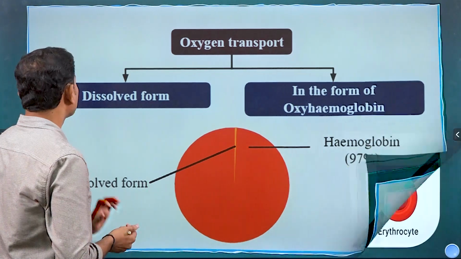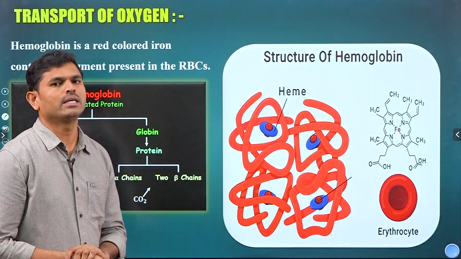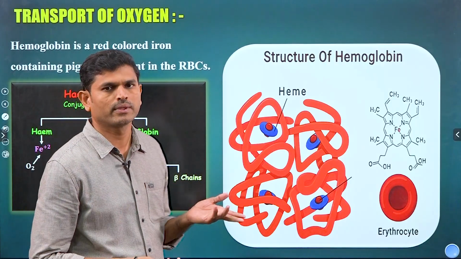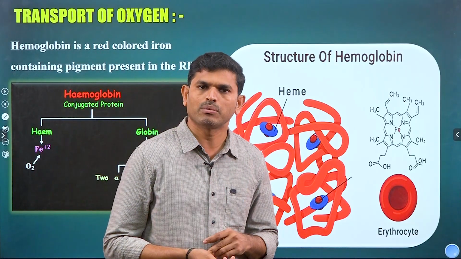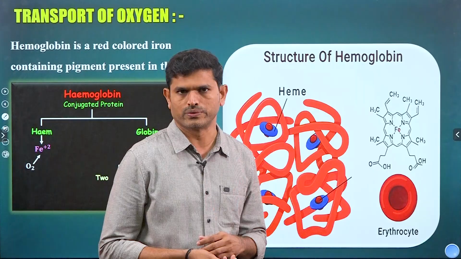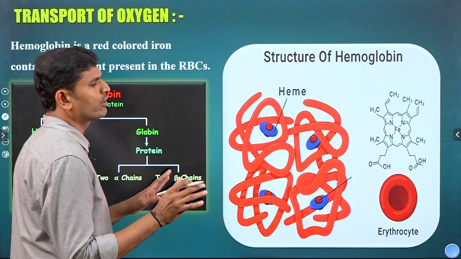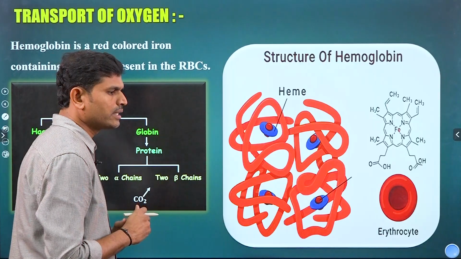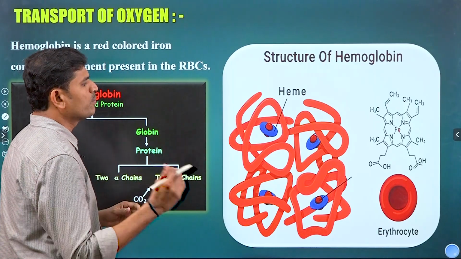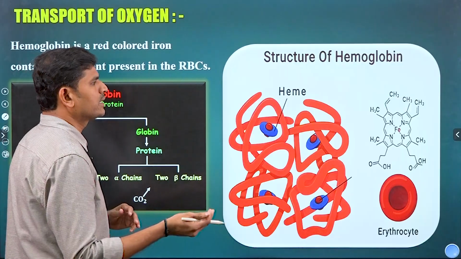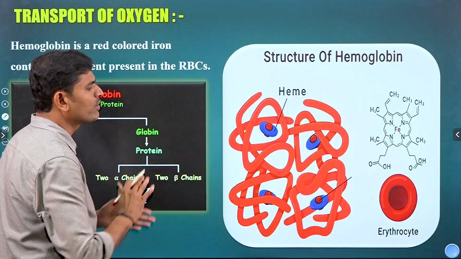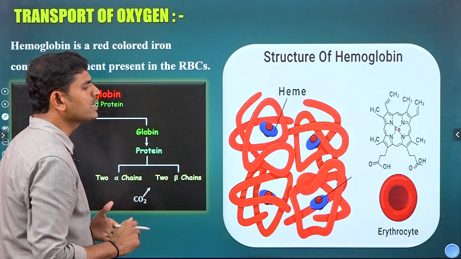Next slide. The first method is the dissolved form. As we know, oxygen and carbon dioxide are able to dissolve and diffuse to the tissues. The second method is the major method, oxyhemoglobin. Before going to that, we should know the basic information about RBC hemoglobin.